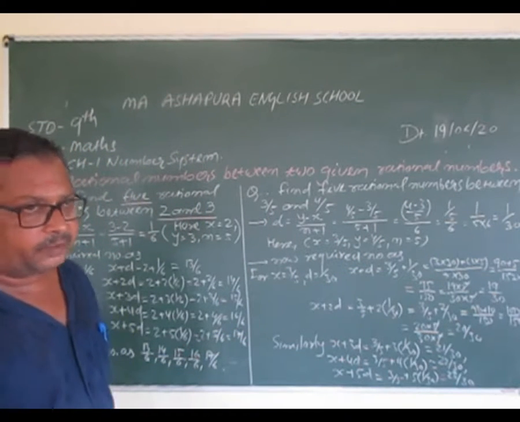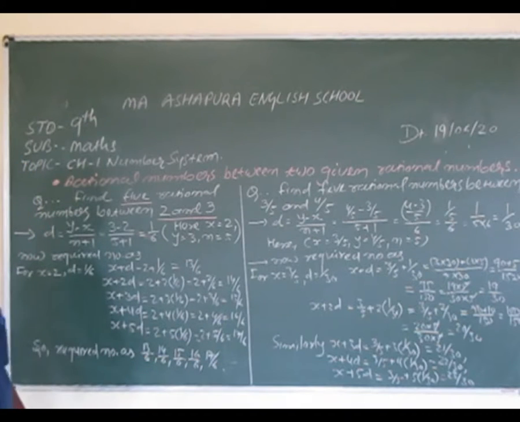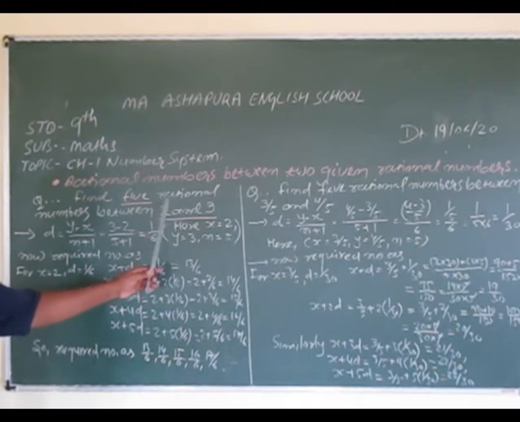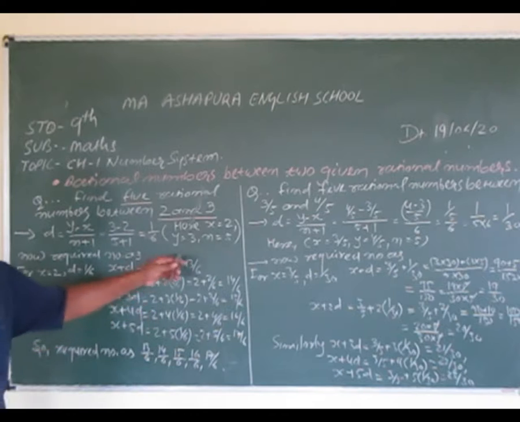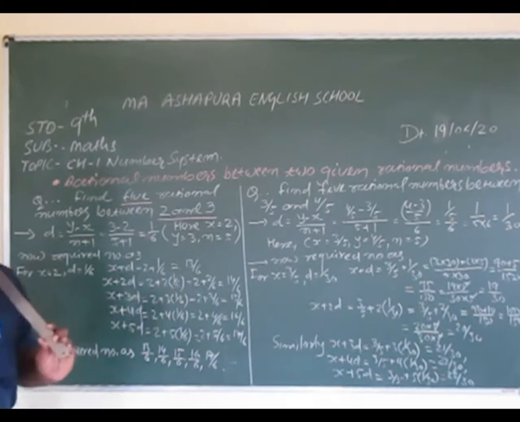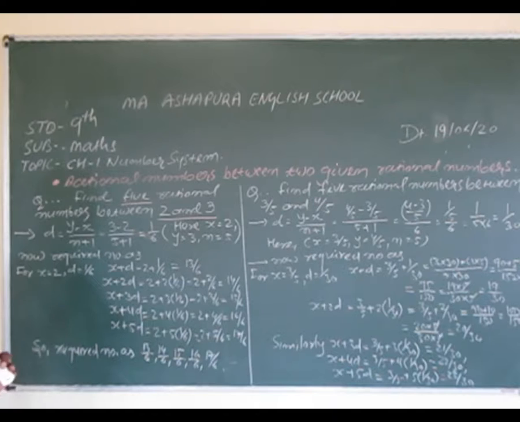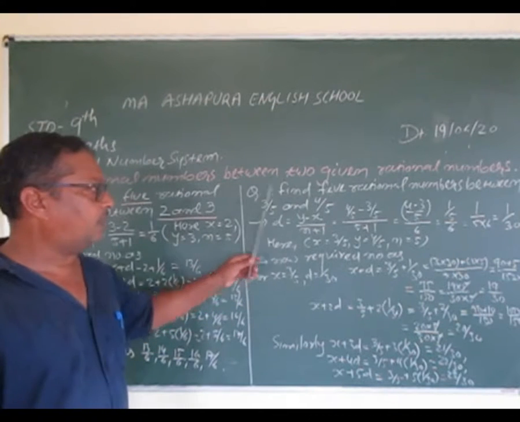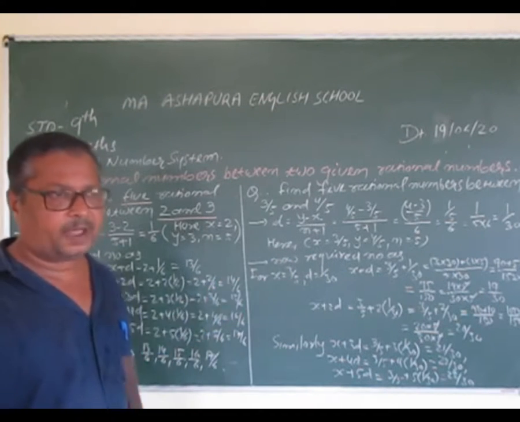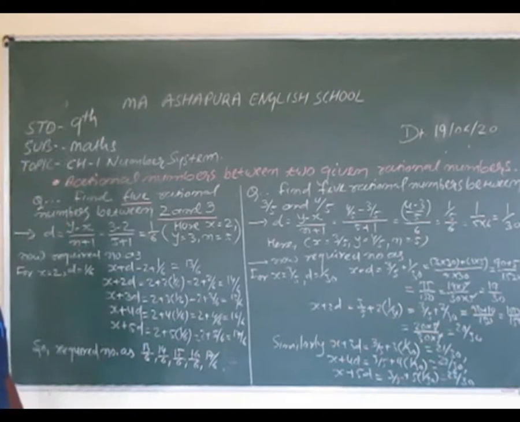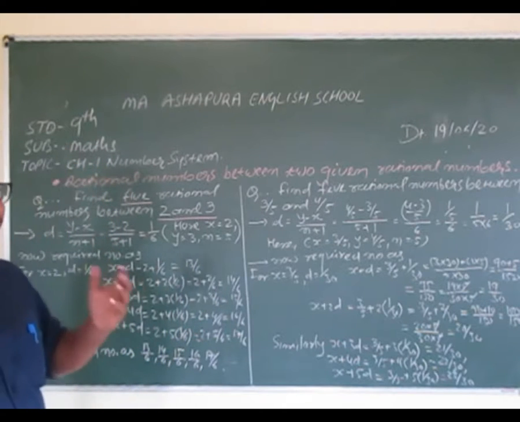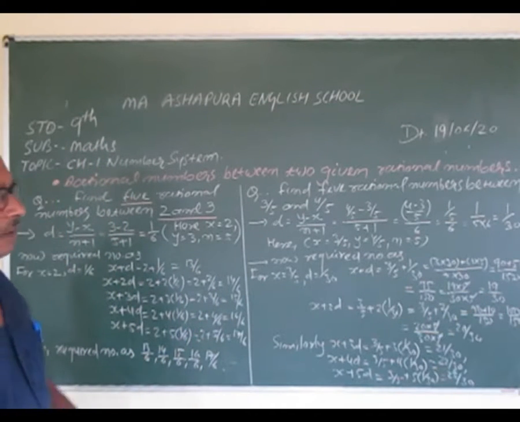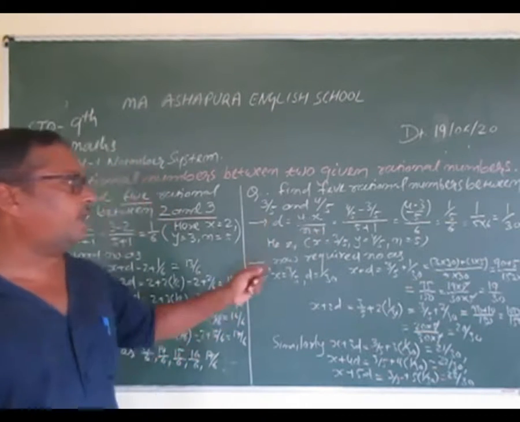What is the difference between the two examples? Look here carefully. In example number 1, we are given two integers, 2 and 3, both positive integers. And in the second question, we are given fractions 3 by 5 and 4 by 5. So this question is comparatively a little tough. So be careful. Once again, find the 5 rational numbers between 3 by 5 and 4 by 5.